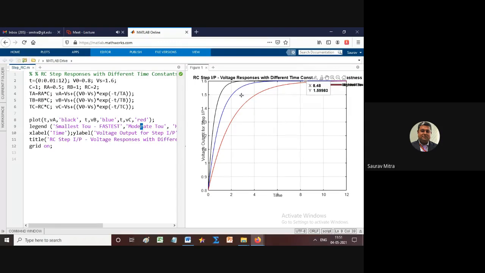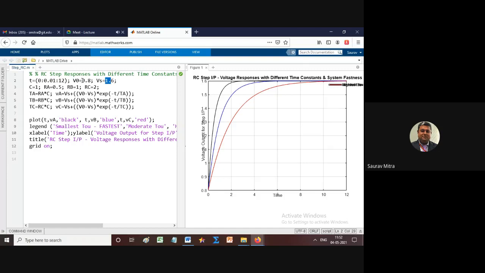Second thing, black is the fastest. Black has 1 into 0.5, that is a 0.5 second time constant, and red has a very high time constant, that is 2 into 1, that is 2 seconds. So red is the slowest waveform and black is the fastest waveform, and all three waveforms are touching the final voltage of 1.6, and they are starting from 0.8.